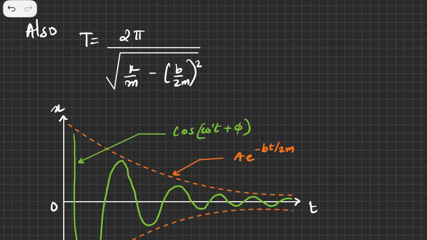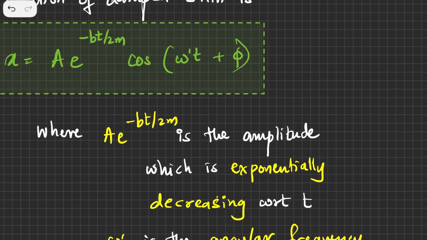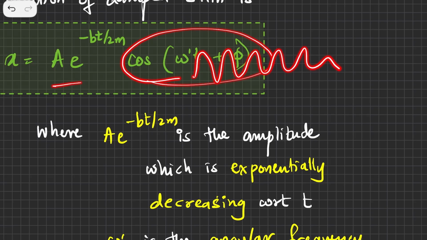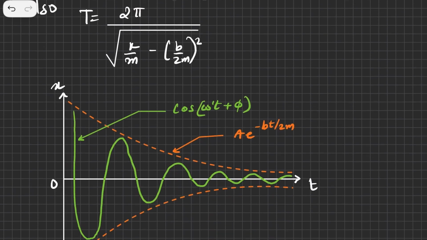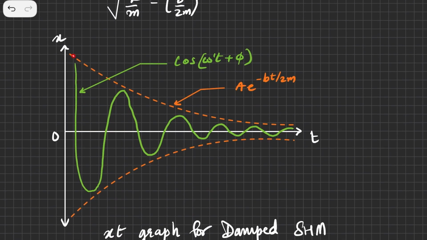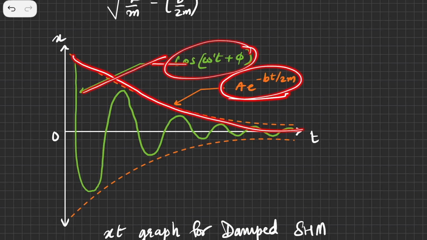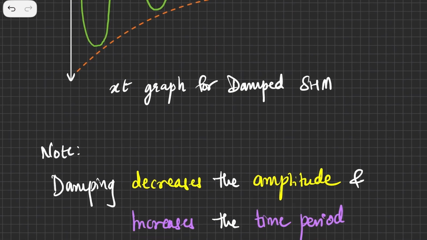Now the cos term in my solution provides the wavy nature, and the term e raised to minus bt by 2m provides the decreasing amplitude. That's the reason why, you see, this orange graph represents e raised to minus bt by 2m, and the cos provides the wavy nature, because the cos value keeps on repeating between 1 and minus 1.